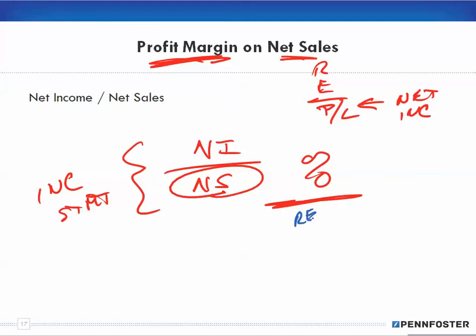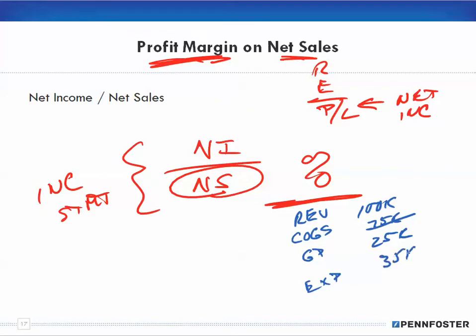If I have revenue of, say, 100,000 and I have a cost of goods sold of, say, 75,000, that means my gross profit is going to be 25,000. If my expenses are 35,000, that means I have a loss of 10,000. Now, from a cost of goods sold perspective, my gross margin on what I'm selling is only 25%.